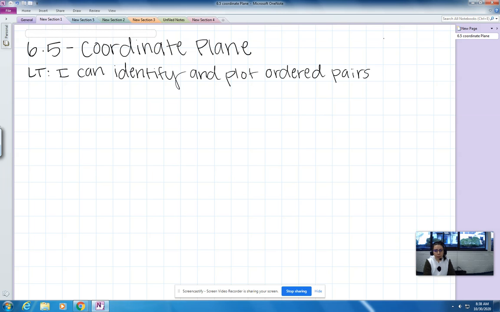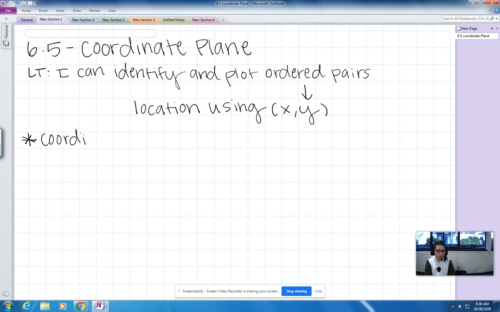So the first thing we're going to do is actually define an ordered pair. An ordered pair is a location in our coordinate plane using x, comma, y. So an ordered pair always looks like this. It's two numbers inside parentheses and they are separated by a comma. Each number tells us something about the location of our point. So what we're going to do now is talk about the coordinate plane and how we use this ordered pair to find where that point is in the coordinate plane.